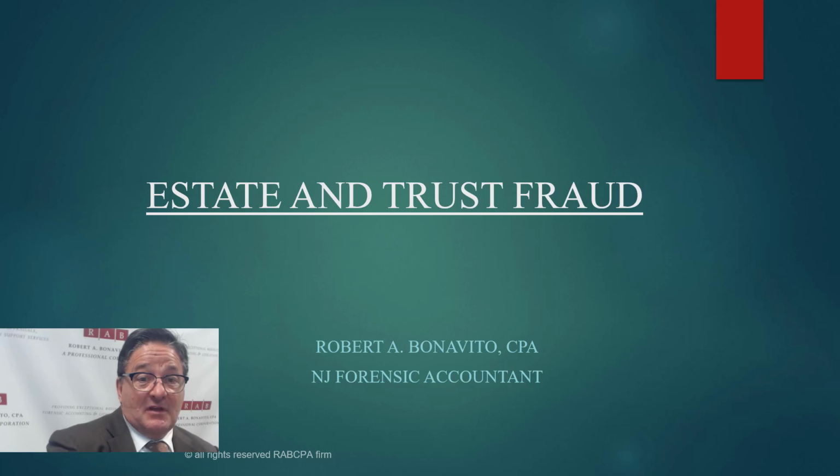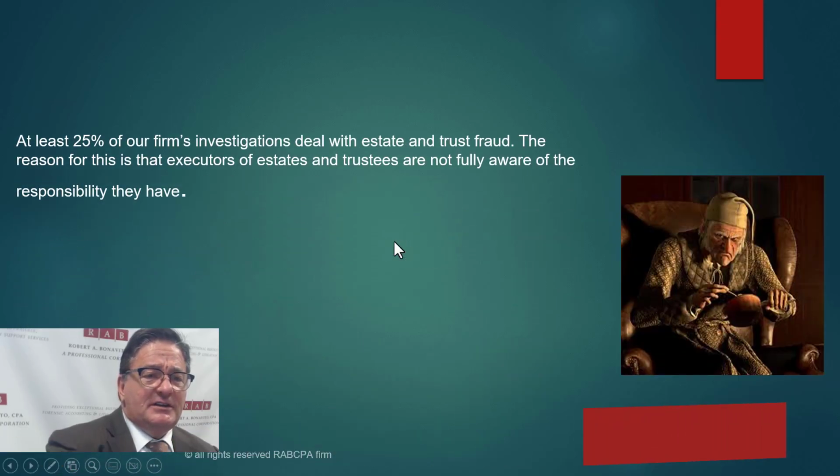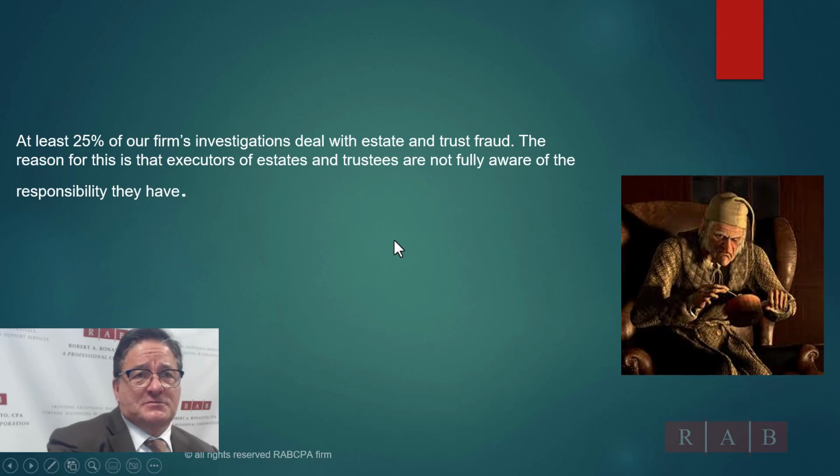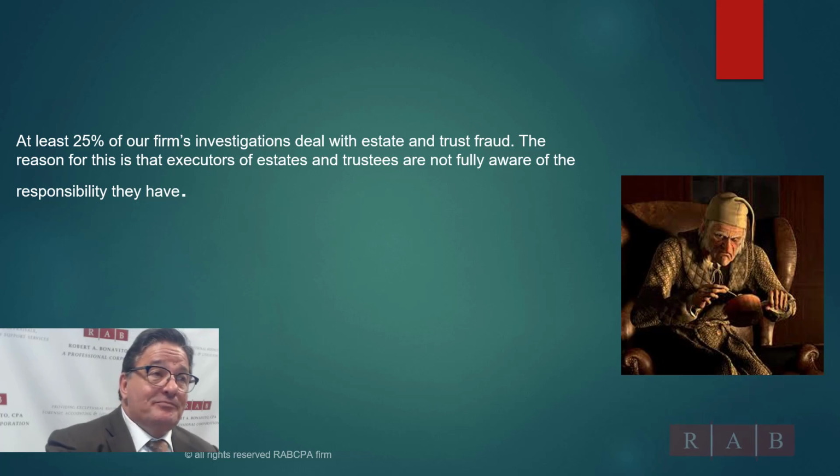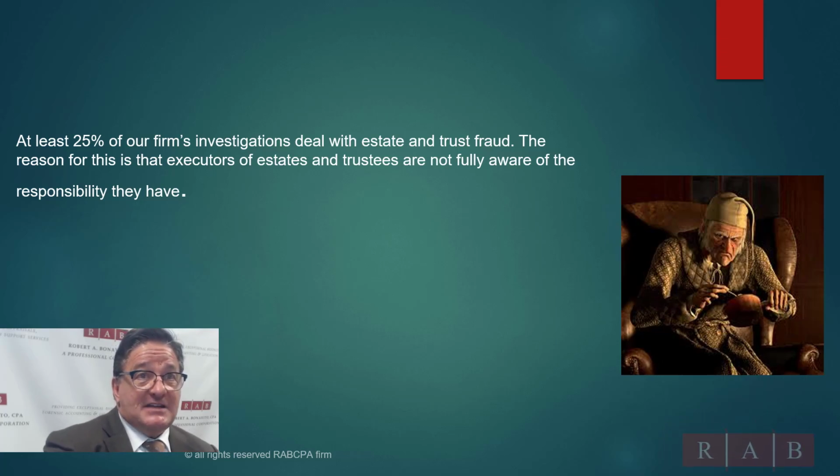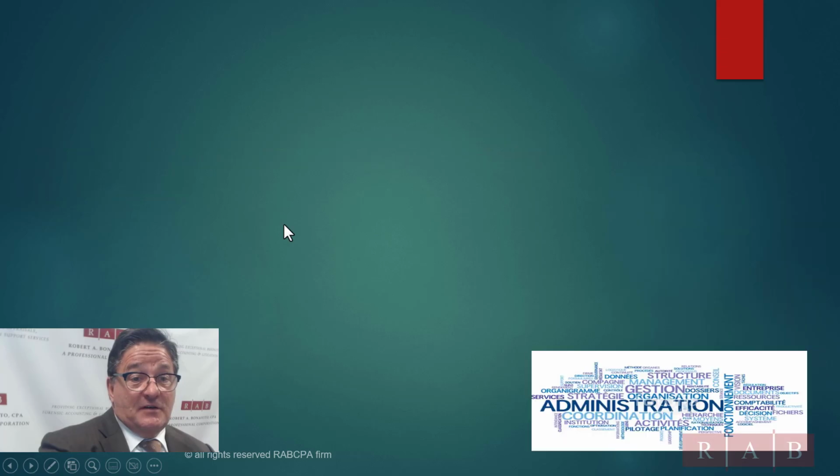Today we're going to talk about estate and trust fraud, which is a big area. If you look at estate and trust fraud, it encompasses about 25% of our firm's investigations. The reason for this is that it's a complex area where there's lots of money. You have administrators who have never done administration. You have beneficiaries mostly who have never received this type of money. So people get suspicious, or people make mistakes, or they have poor record keeping, or there's just all out fraud. But it's 25% of what we deal with.